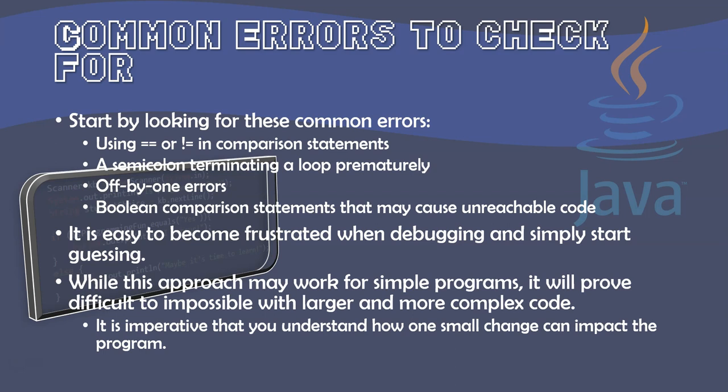And while this approach of using common errors and trace statements works for simple programs, it will prove more difficult or impossible to work with larger, more complex code. So it's imperative that we have a fundamental understanding of how one small change can impact our entire program. That's why we want to take the viewpoint of looking at the entire program. Even though we might look at segments, we want to understand how everything works together.